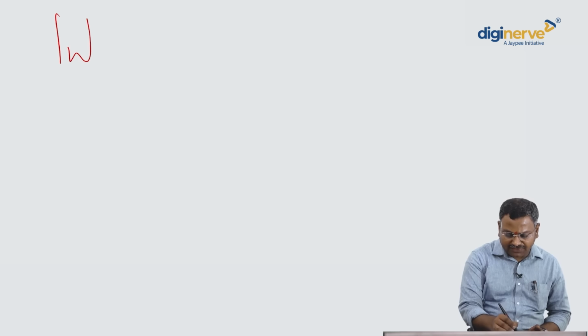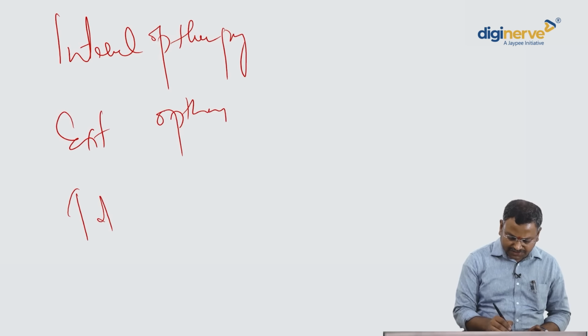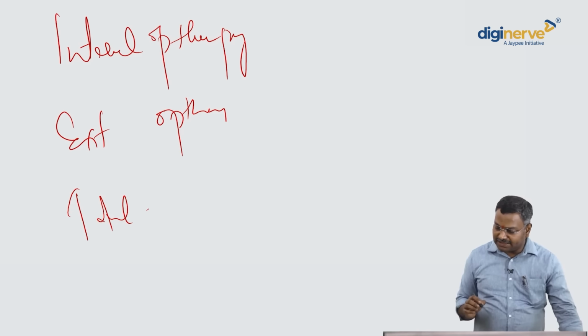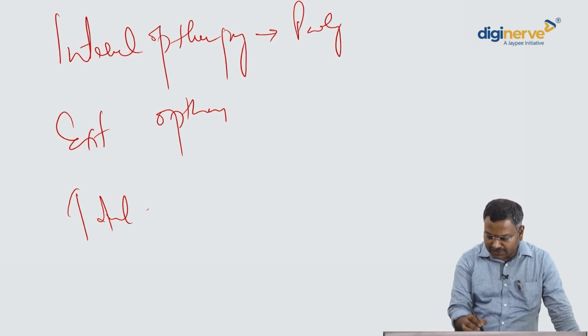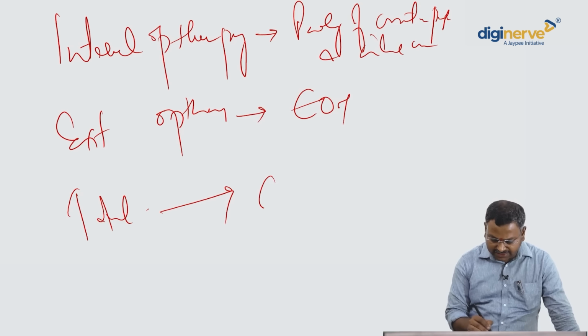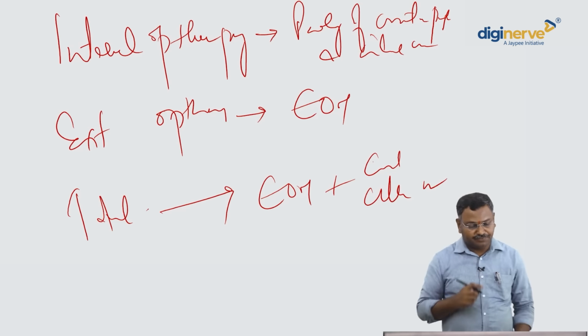Before we go, one more classification: internal ophthalmoplegia, external ophthalmoplegia, and total ophthalmoplegia. So total is 1 plus 1. Internal ophthalmoplegia means paralysis of the constrictor pupillae and the ciliary muscle. External ophthalmoplegia means the extraocular muscles, and total is where the extraocular muscles plus the constrictor pupillae and ciliary muscle are all involved. That's called total ophthalmoplegia.